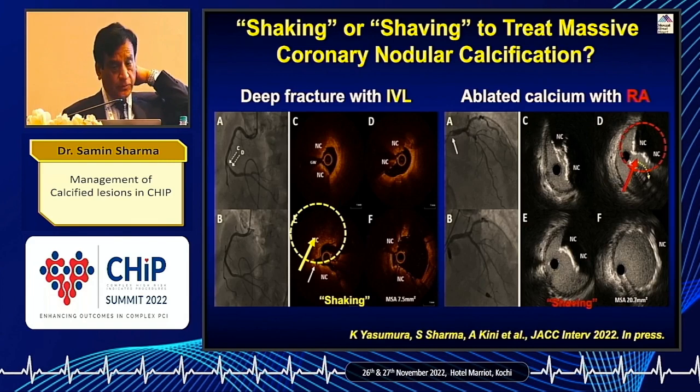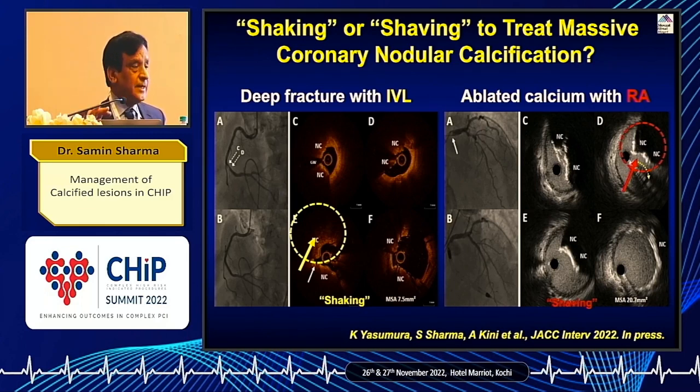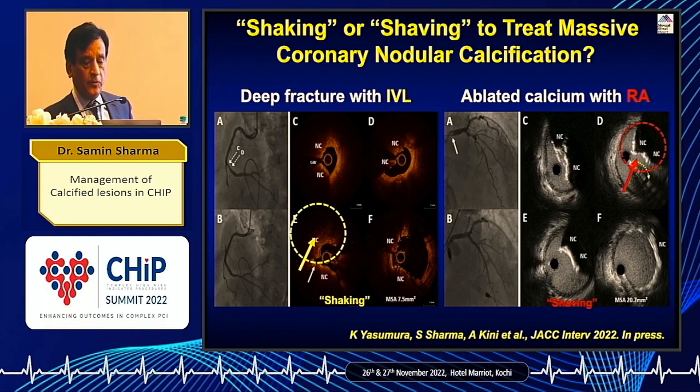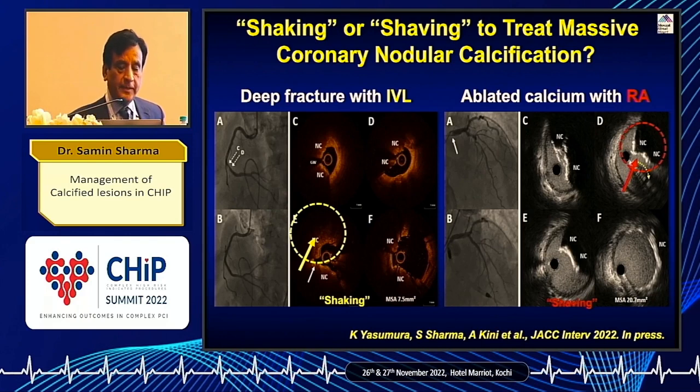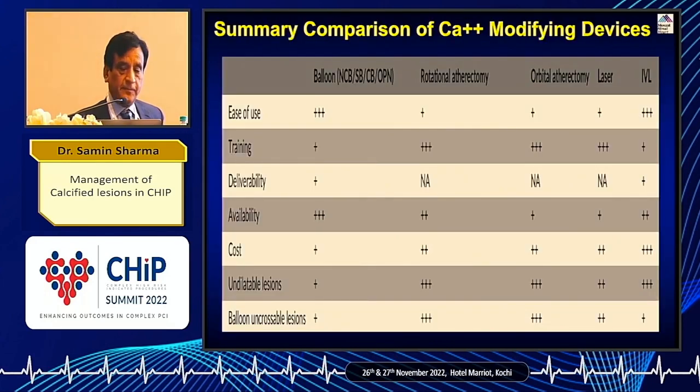The calcific nodule, a lot of data have come now. Our paper, just a case report in JACC Interventions, asks: does IVL work on calcific nodule? My answer is yes. Some people believe no, that you have to shake it or only shave it, but no, you can shock it. IVL will work in the calcific nodule also, which we have shown documented on the IVUS, on the OCT, and we have the ablated calcium for the calcific nodule by the rotational atherectomy. And these are all the devices which we have, the plus and minus.